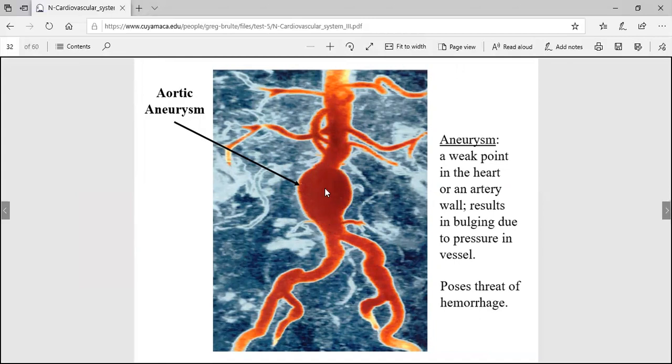There are also sleeves that they can put inside of here if it's in a certain place, and it takes the pressure off these walls. Okay. That's your iliacs, by the way, your common iliacs, and then they're going to divide into your internal and your external iliacs.